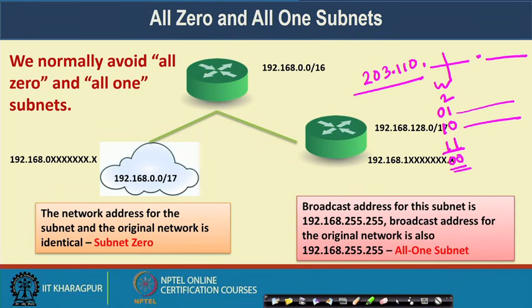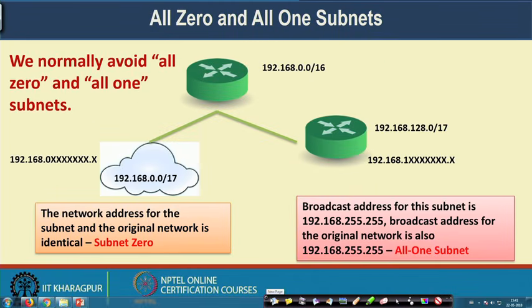The problem with all-zeros and all-ones subnets is something like this. Say you are using all zeros as a subnet IP. Here this particular router has the IP address of 192.168.0.0/16. Now, say you create a subnet by taking this 0 at the subnet indication part. I want to divide this one into two subnets. In this, I am using this 0 to denote one subnet and this 1 to denote another subnet.